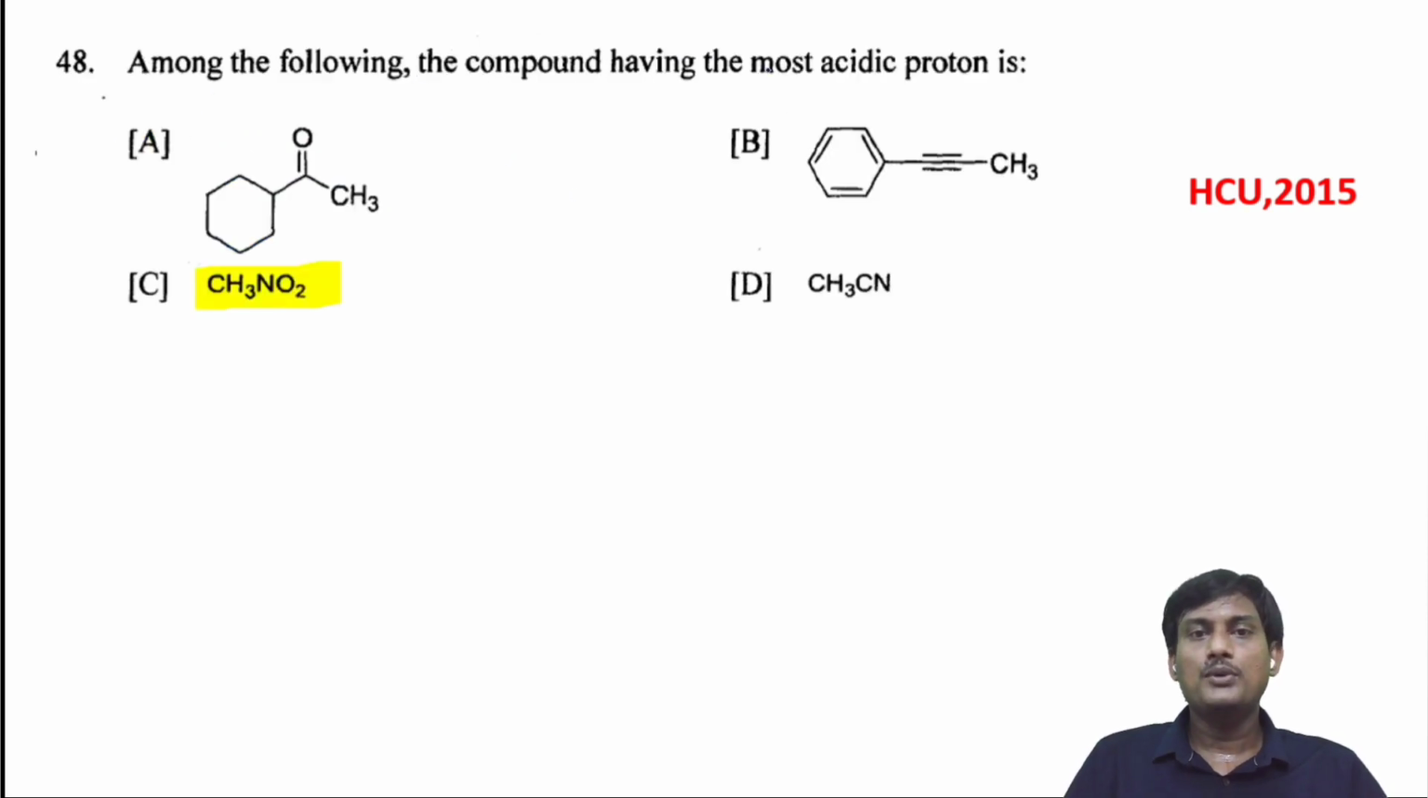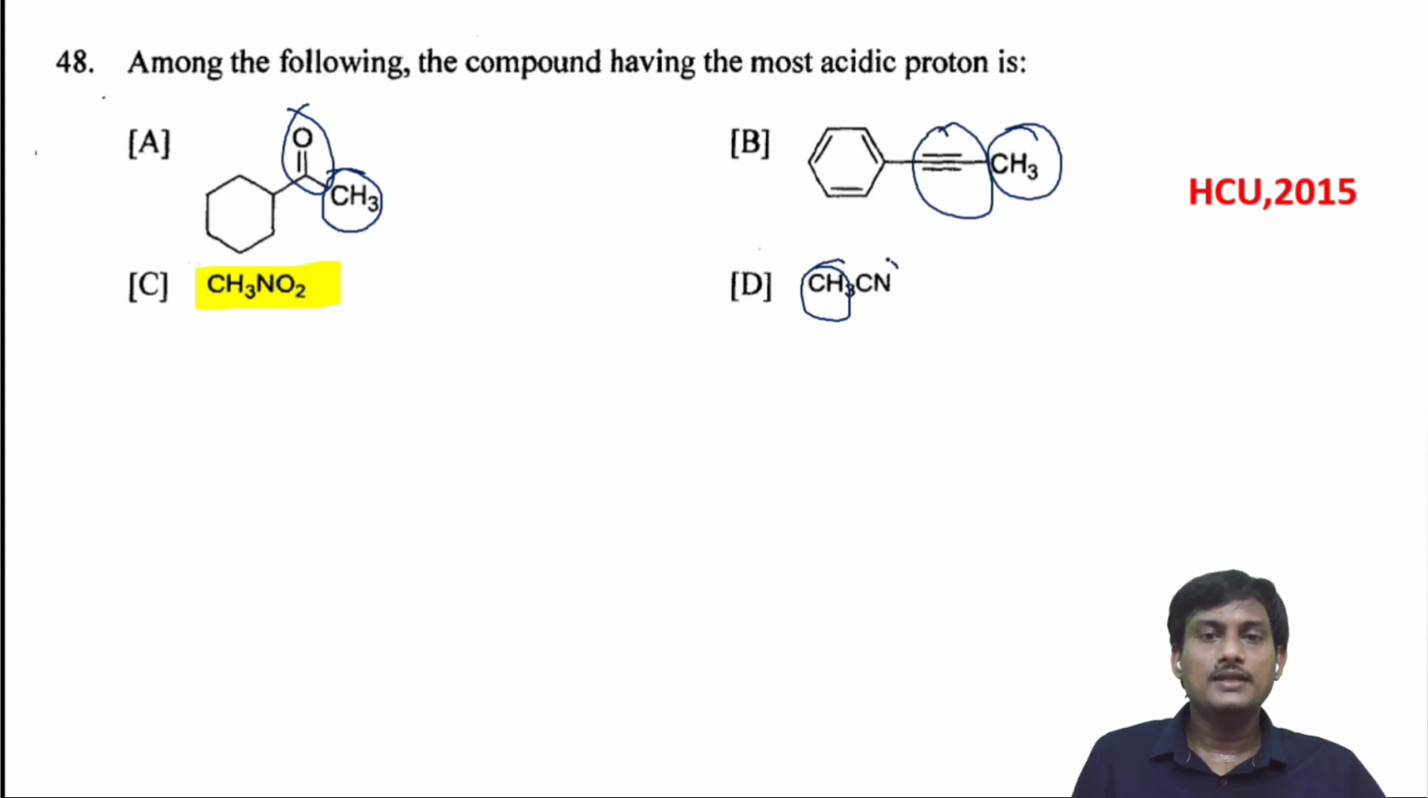Among the following, the compound having the most acidic proton is. Okay, here this is the reference, CH3, CH3, and CH3. The electron withdrawing groups are C double bond O, alkyl group, CN, and NO2. Among these groups, NO2 is a strong electron withdrawing group. So as the electron withdrawing nature of the group increases, acidity increases. These protons are more acidic.